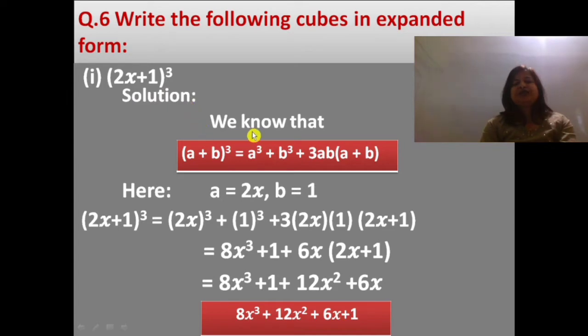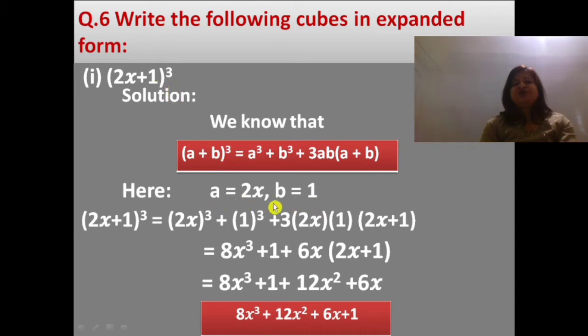So we know that (a + b) whole cube is equal to a cube plus b cube plus 3ab into (a + b). As we are seeing here (2x + 1) whole cube, so we have used the (a + b) whole cube formula. Now here a is equal to 2x, because we are seeing a plus b and here a plus b. So a is equal to 2x will come and b is equal to 1.